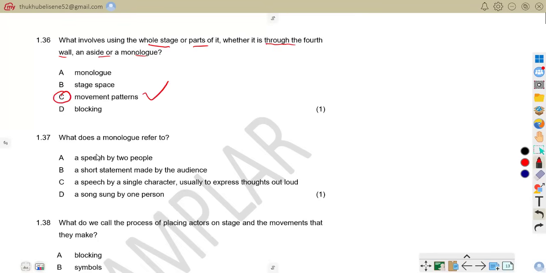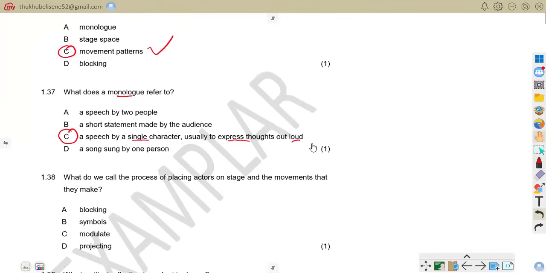Movement patterns. What does monologue refer to? 1.37: The correct answer is C, because a monologue is a speech by a single character, usually to express thoughts out loud. Mono means one. So it's a speech by a single character. So that is that, the correct answer there is C.